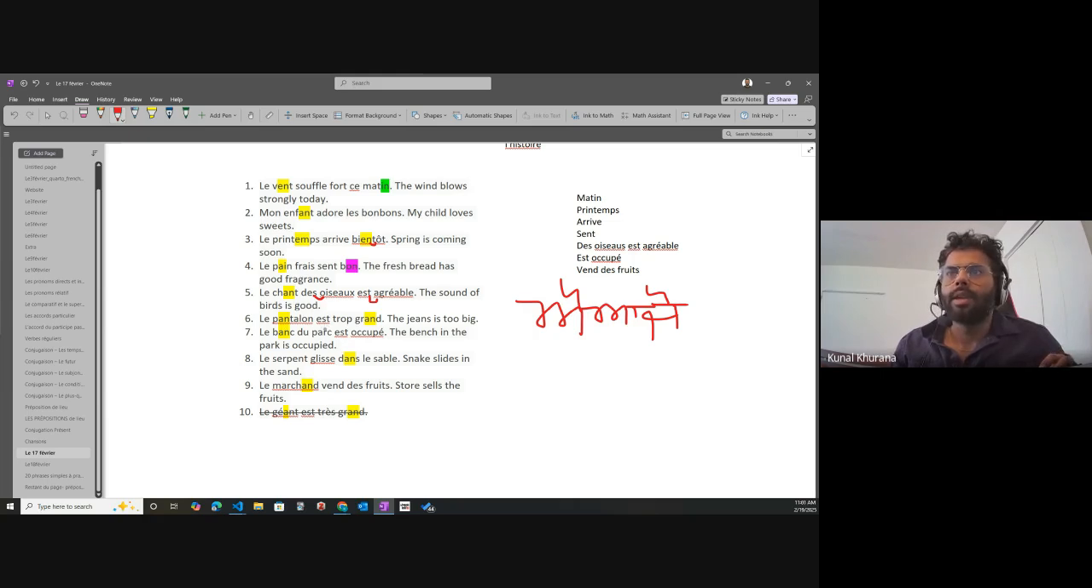And le pantalon est trop grand. It was good. So les bancs du parc est occupé. So it's a liaison here. Est occupé. I think you missed the liaison with the verb être conjugated in the third person singular and occupé. So it starts with a vowel. So it's a liaison. Est occupé.